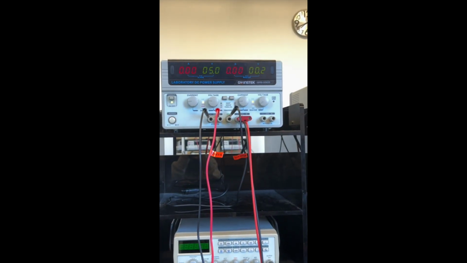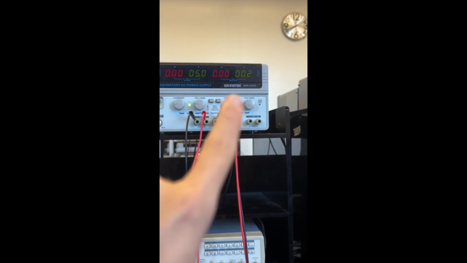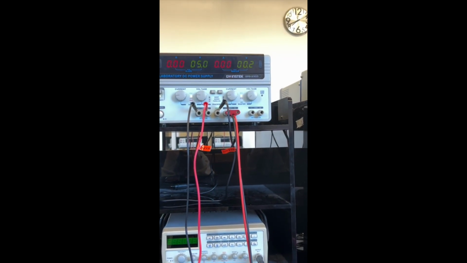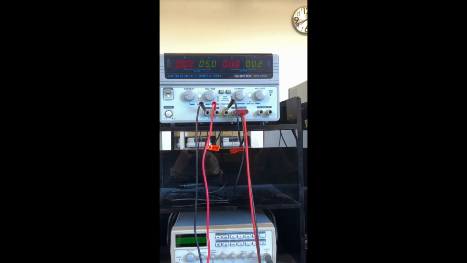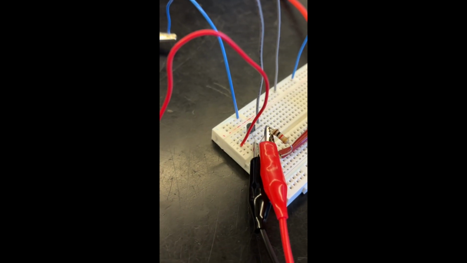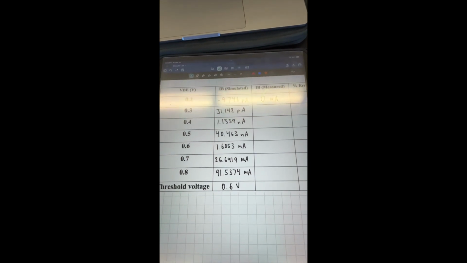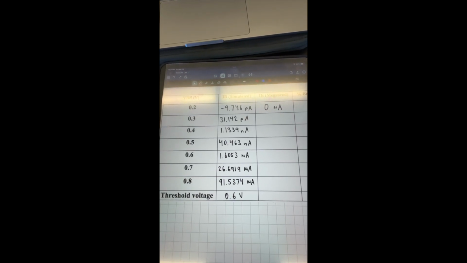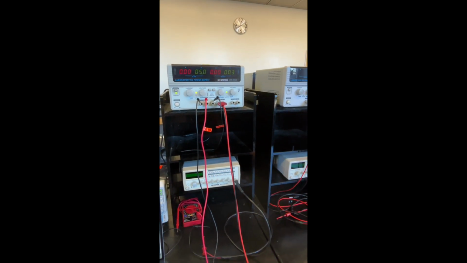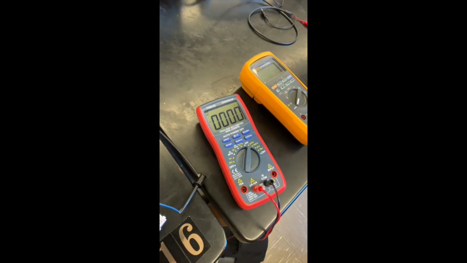So now I'm just gonna be slowly incrementing the varying voltage over here from 0.2 to 0.8 volts. And to start off, I have 0.2 volts, and I'm getting a base current. I've broken the circuit right here. I'm getting a base current of 0 microamps. And up until 0.6 volts, all of the amperages should be very small, so I should be getting 0 for most of those. For a VN of 0.3 volts, I'm also getting a reading of 0 amps.